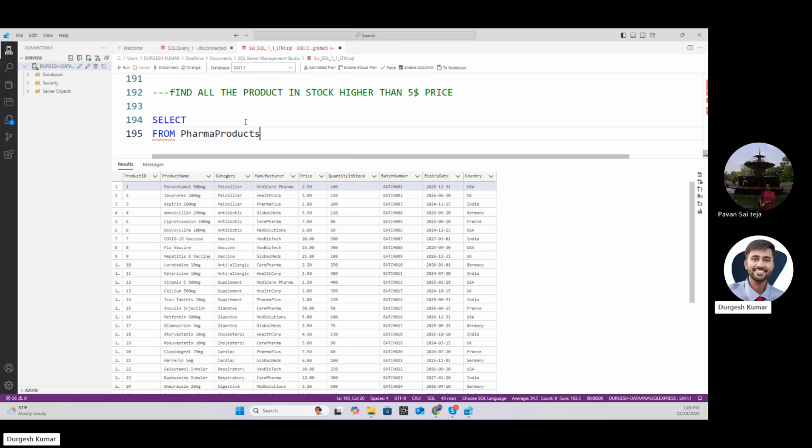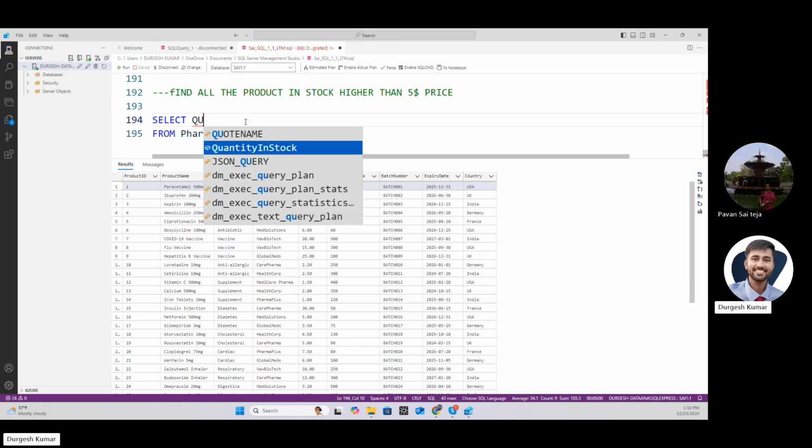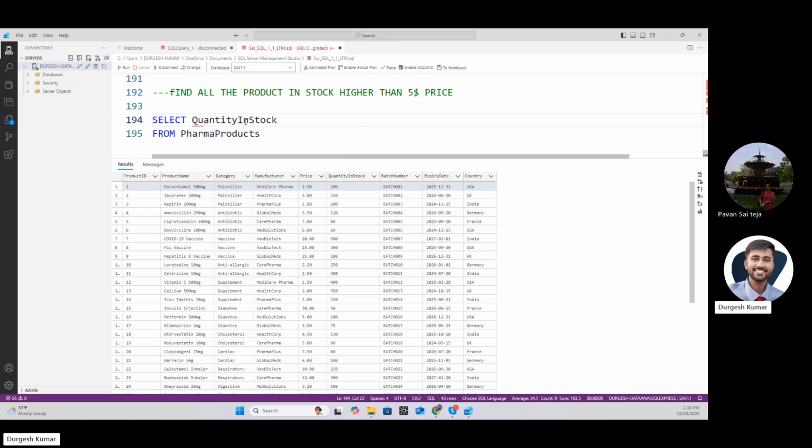Now what happens? As I have written the from, in the select clause it will automatically suggest whether you are looking for this column. So it's up to me to select or not select. Let's say I write Q, U. Now see, there are so many things coming up, but this quantity in stock is my column. So I will select this. Okay, so this is how you have to proceed further. Okay, please go ahead.